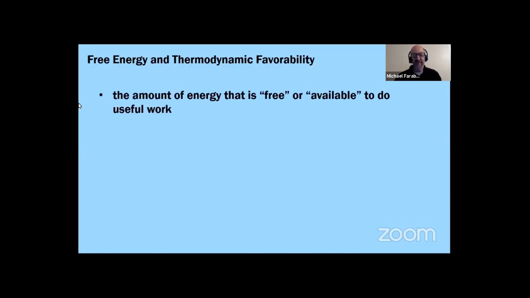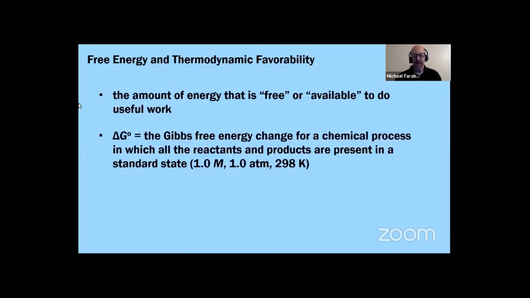So the delta G is our symbol for the Gibbs free energy change. And we're talking about the little superscript 0 means standard conditions. That's typically 1 molar for aqueous species, 1 atmosphere or 1 bar for the pressure of gases, and standard temperature 298 Kelvin for thermodynamic standard conditions.